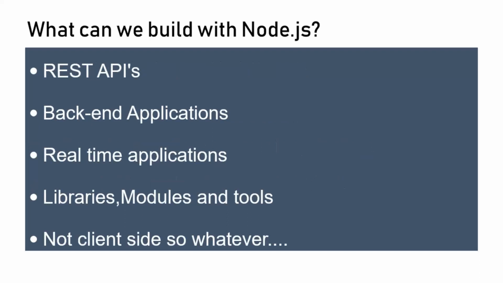So we've seen how Node.js works, and now what can we build with Node.js? So the first one, one of the important applications, is REST APIs. REST is a Representational State Transfer Application Programming Interface. This helps website applications or mobile applications to get, put, post or delete data to the server, and it helps to fetch the data from the server to the applications.